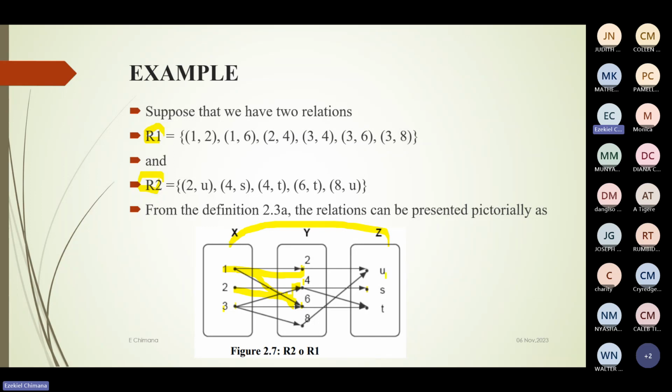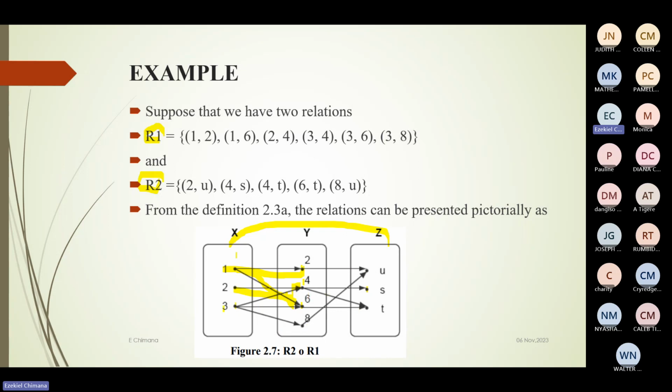So we can have 1U as the result of this composition. Just 1U can also have 2S, can also have 3S, from 3 to 4 to S there. You can also have 3T, just like that. Also you can have this 3T again. So you can have this 3U from 3 then through 8 to this one. So you can have 3U.